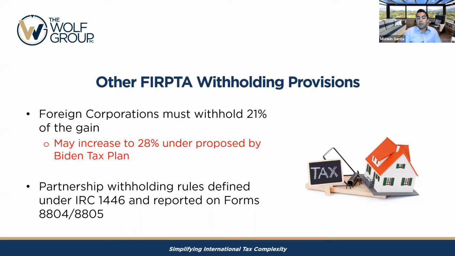And if the Biden tax plan is passed as it's written in the Green Book, which was released May 28th, then potentially the withholding tax would increase to 28%. Partnerships have different rules, and that's going to put you into 1446, which there's a whole slew of updates for. And then the withholding forms for that are going to be the 8804 and 8805.